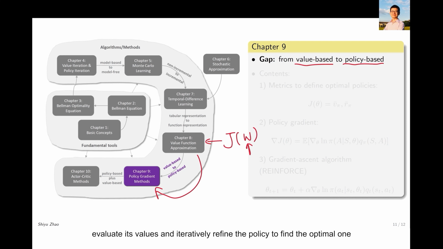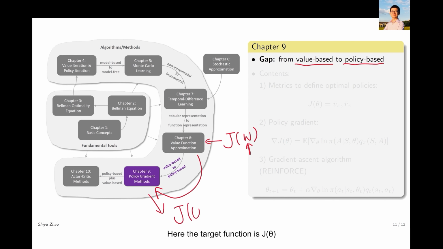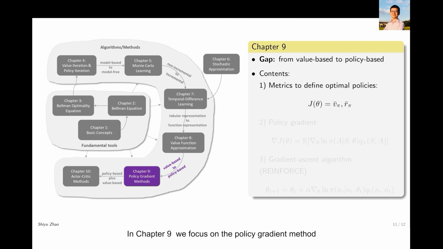Policy gradient methods, however, differ slightly. Here, the target function is J(theta), where theta denotes the policy's parameters. We transition from representing policies in tabular form to function form, allowing us to directly optimize theta and consequently modify the policy directly. This is the intuitive difference between the two approaches. In Chapter 9, we focus on the policy gradient method. Its fundamental idea is straightforward. First, identify the objective function. Second, calculate the gradient of this objective function. Third, use gradient ascent or descent to optimize the objective function.